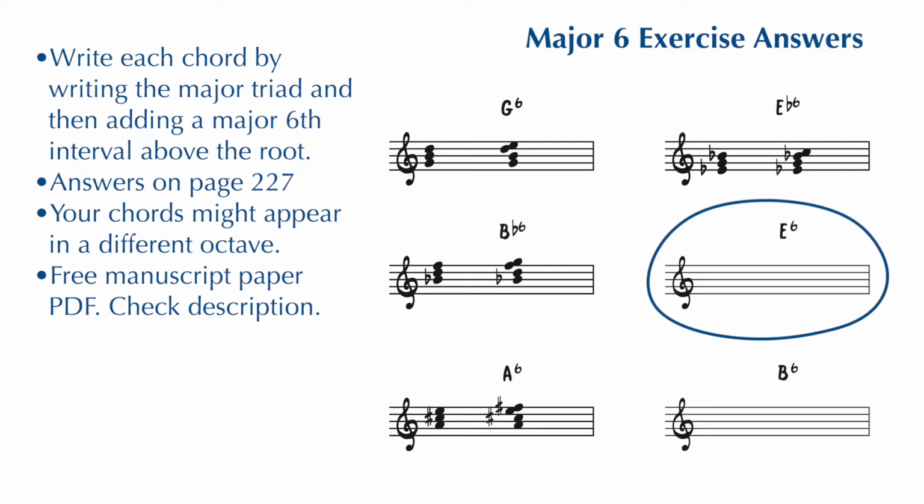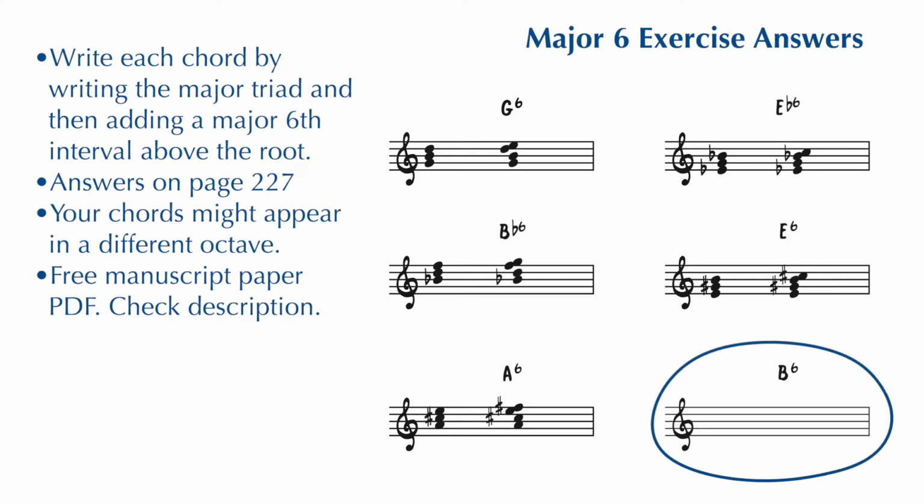Number 5, E6. First construct an E major triad. That's going to be E, F sharp, and B. Then we add a major sixth above the root of the chord. The root is E. Major sixth above E is C sharp. Stack them all up. We have E, G sharp, B, C sharp, or E6.